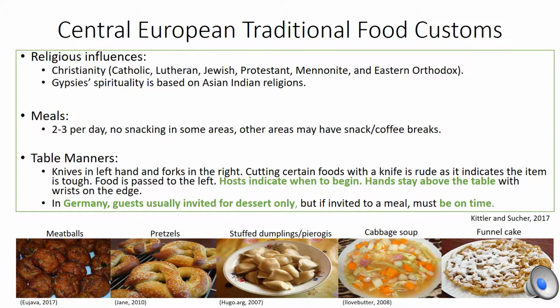Cutting certain foods with a knife is rude as it indicates the item is tough. Food is passed to the left. Hosts indicate when to begin. Hands stay above the table with wrists on the edge. In Germany, guests are usually invited for dessert only, but if invited to a meal, you must be on time.